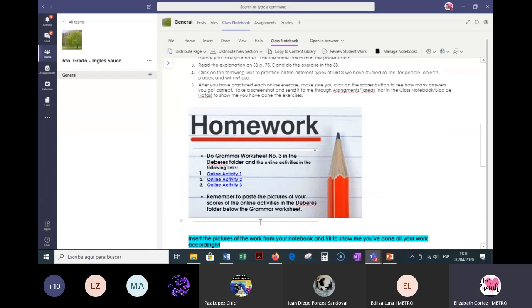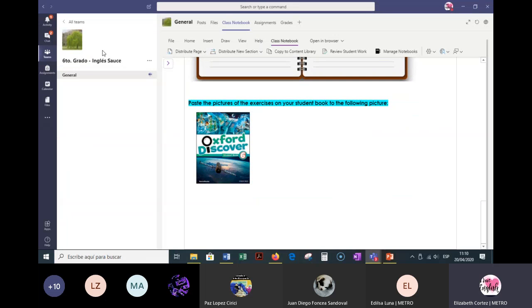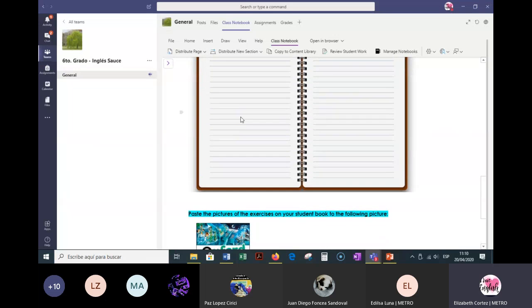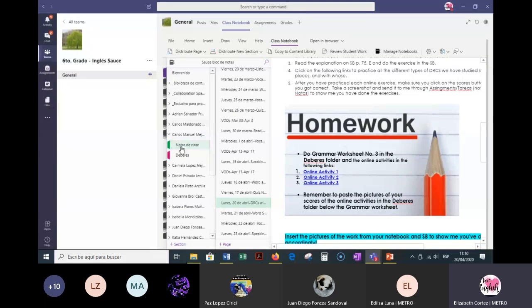And you have the homework, the same thing that you have in the biblioteca de clase, but in biblioteca you cannot write anything. So here you paste the pictures and of the student book as well. And then it says here, homework, do the grammar worksheet number 3, and then online activities. So homework is in deberes. So you go to deberes.